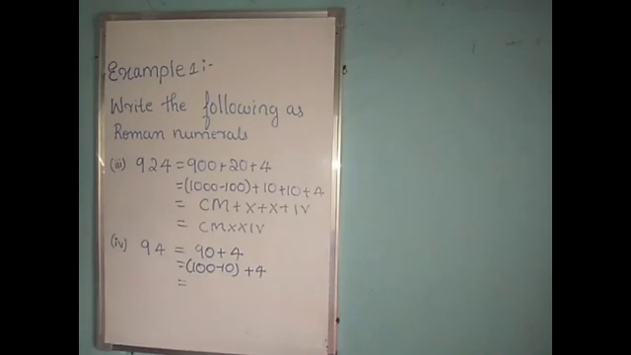Symbol of 10 is X and C is the symbol of 100. So we have to write first X, then we have to write C plus IV is the symbol of 4. So we have to write here IV. Next we have to remove plus sign and write the number by combining all the parts. So XCIV. Roman number for 94 is XCIV.